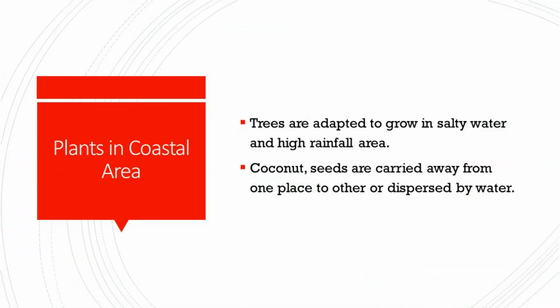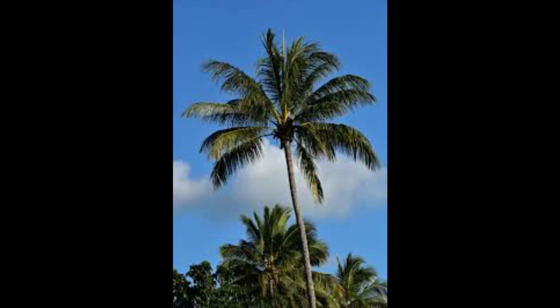Now, plants in coastal area. You must have seen long trunk and leaves are found on the upper part of the tree. So, trees are adapted to grow in salty water and also high rainfall area. Coconut seeds are carried away from one place to another or dispersed by water. So, here the trees are having long trunk and the leaves are found on the top part of the tree.